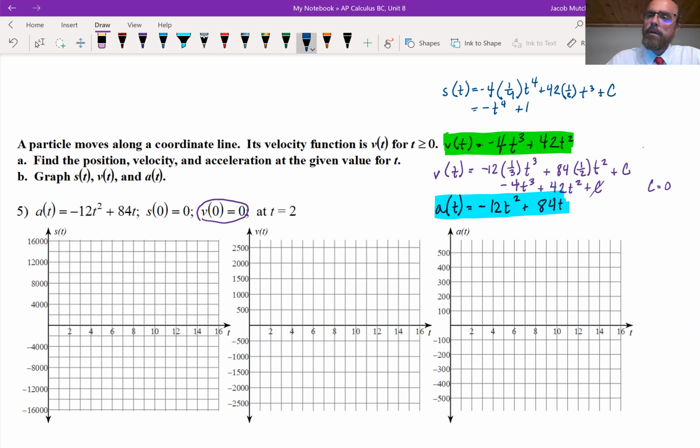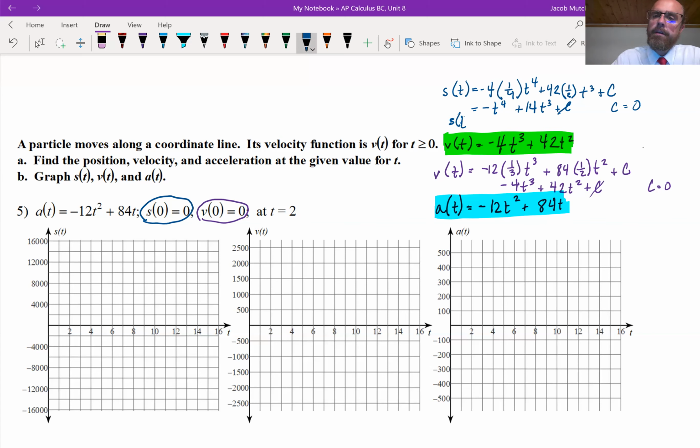So I'm going back to my information. My initial conditions for position are just the same as velocity. Position at 0 is also 0. I plug in 0 for these t's, it's going to just leave c. So c equals 0. And like with our velocity function, there is no constant term there. So we'll write here s of t is just negative t to the power of 4 plus 14t cubed.